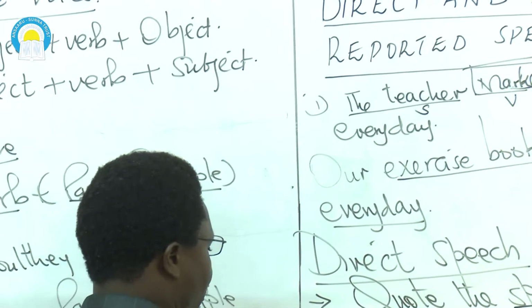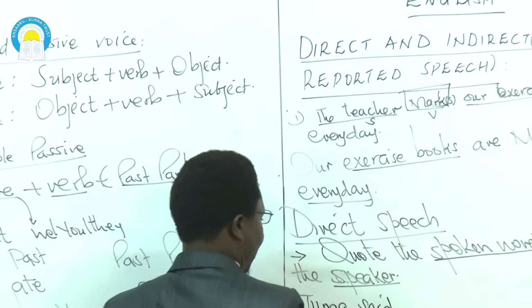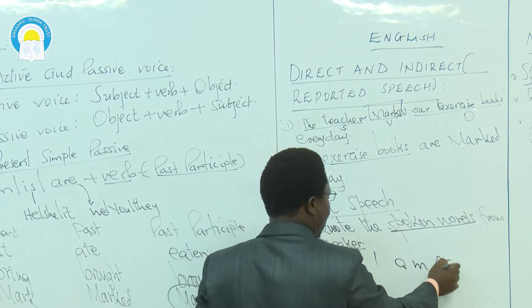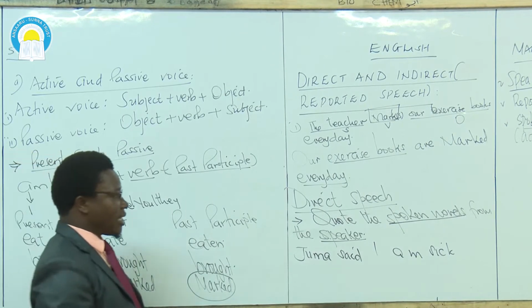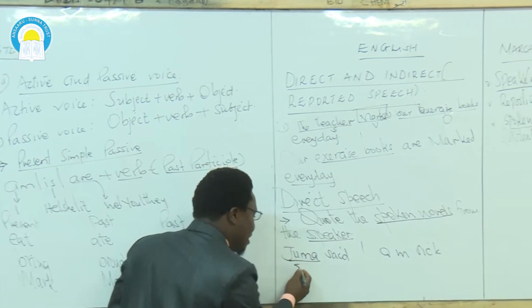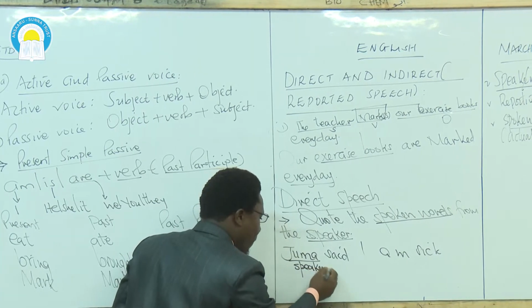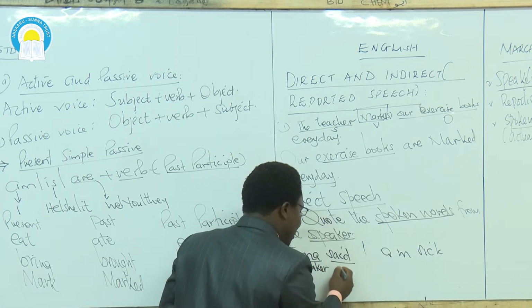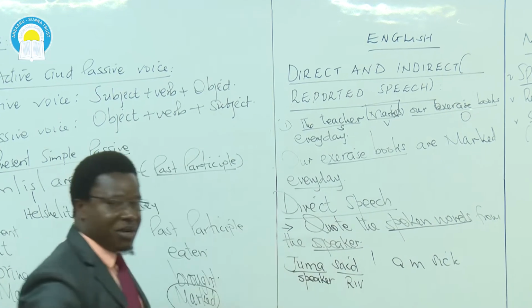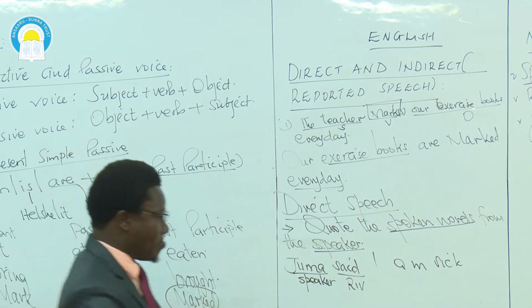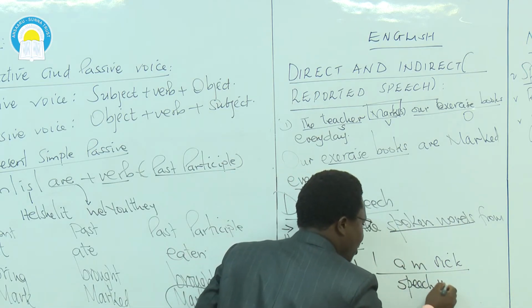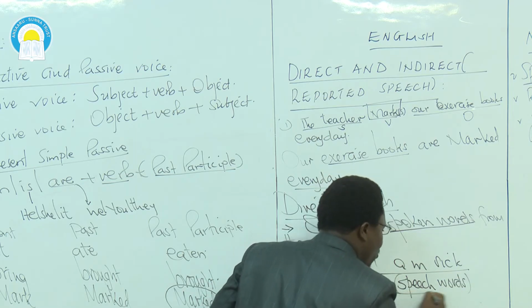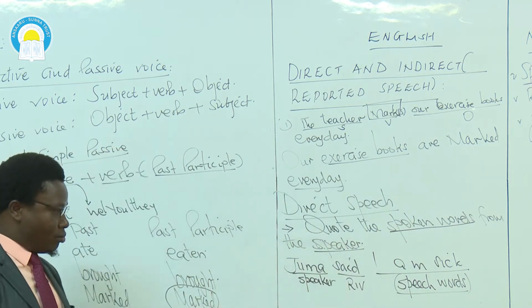Consider this sentence. Juma said, "I am sick." In this case, Juma is the speaker. Said is the reporting verb, abbreviated as RV. I am sick are the speech words, the words which came out of Juma's mouth.